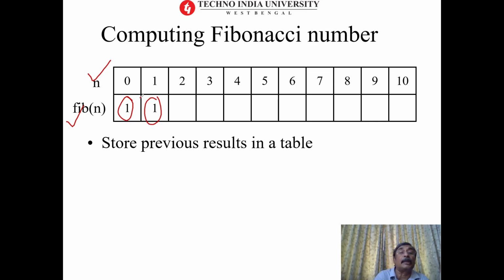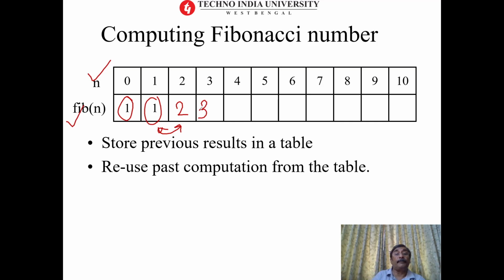The moment fib2 is calculated, the result is stored here. To calculate fib3, I just need to consult these 2 entries in the table, and I calculate the number as 3. So no duplicated efforts. We are reusing past computations from the table. This is very important to understand.